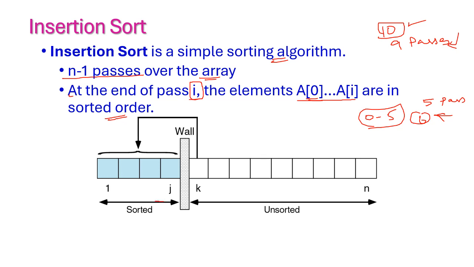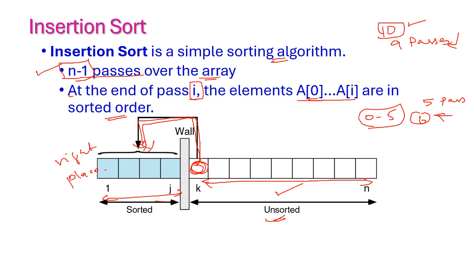Initially the data items are available in the unsorted array. At every pass, one data item will be taken and placed in the sorted array. So this is the sorted array and this is the unsorted array. At every pass, this particular item, that is the first item, will be removed from the unsorted array and stored in the sorted array in its right place. How many passes are required? It requires n minus 1 passes to sort all the data items in the array, right?